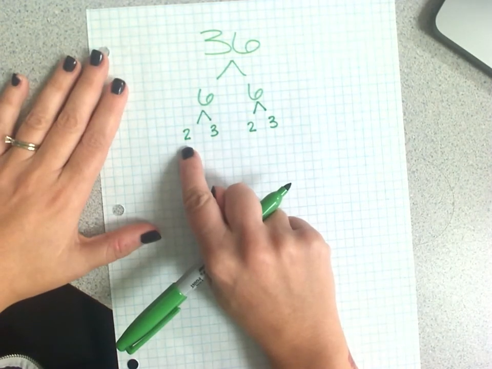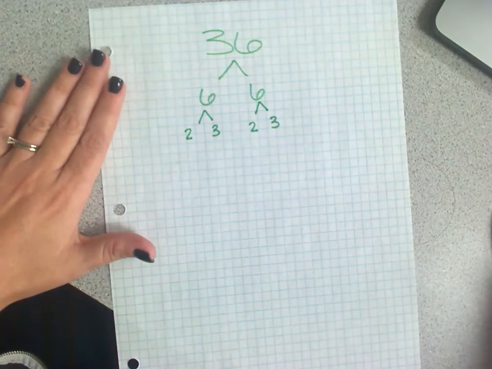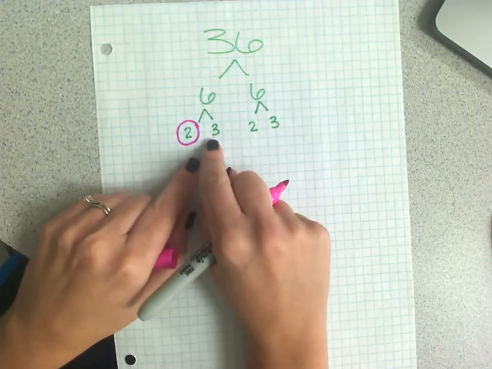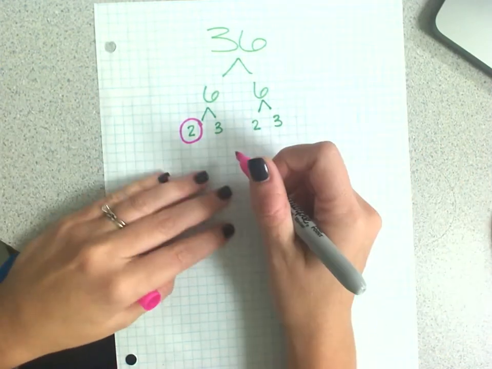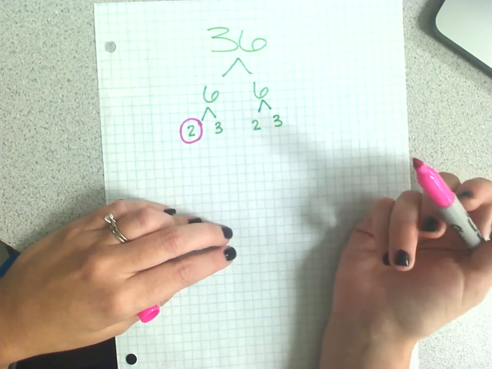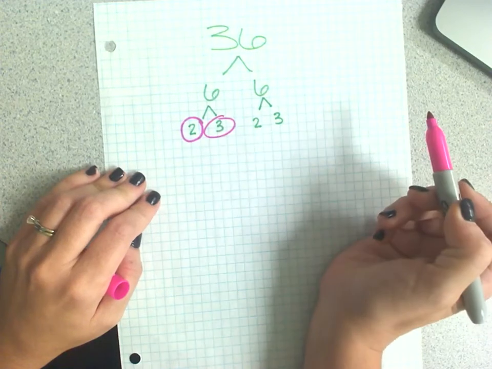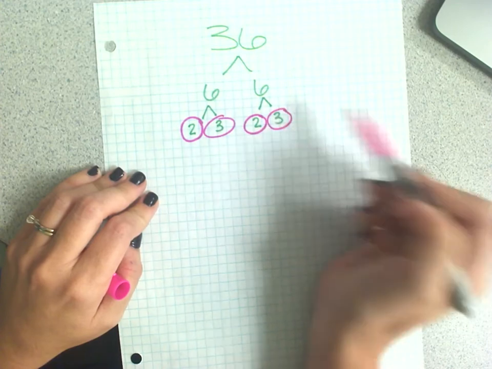All right, now let's look. Is 2 a prime number? Can we multiply anything to get to 2 besides just 1 times 2? No, we can't. So 2 is prime. Let's circle it. How about 3? Can we multiply anything by anything to get 3 except for 1 times 3? Are there more factors than just 1 and 3? No, there's not. So 3 is prime. Let's go to this 6. We already decided 2 is prime and 3 is prime.